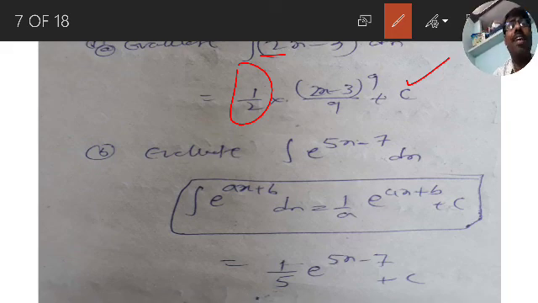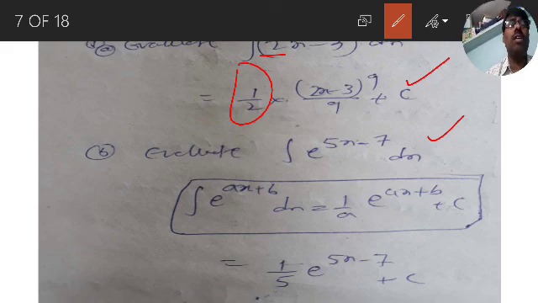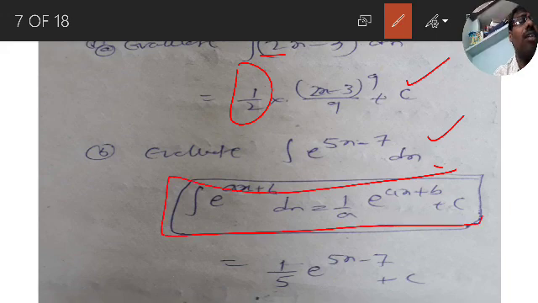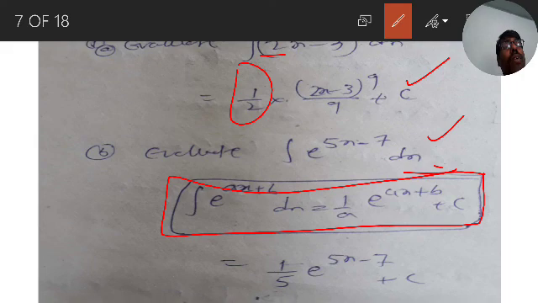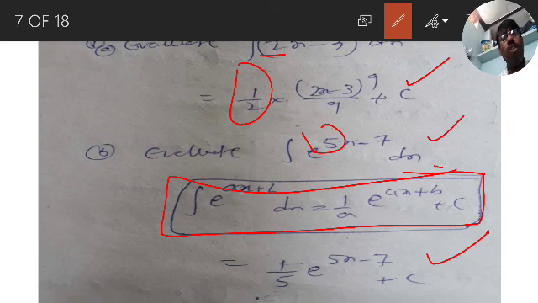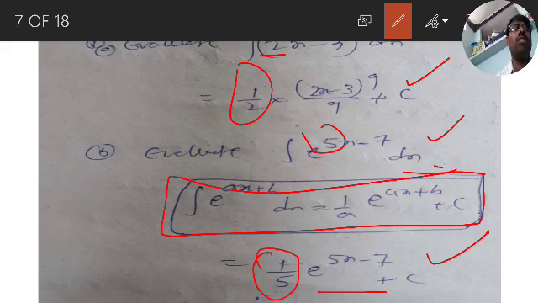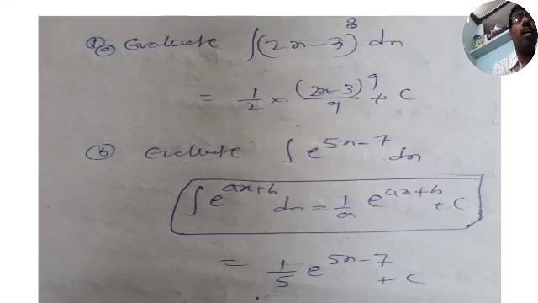Now the second problem. Evaluate integration of e power of (5x minus 7) into dx. What do you see in the bracket? What I wrote is integration of e power of (ax + b) dx is 1 by a into e power of (ax + b). Now the x coefficient is 5, therefore it is 1 by 5 e power of (5x minus 7). Are you getting? Directly you can write by seeing the problem. You know the integration of e power of x is e power of x plus c. Similarly, e power of (5x minus 7) is e power of (5x minus 7) multiplied by 1 by the x coefficient. That's it. Very easy.